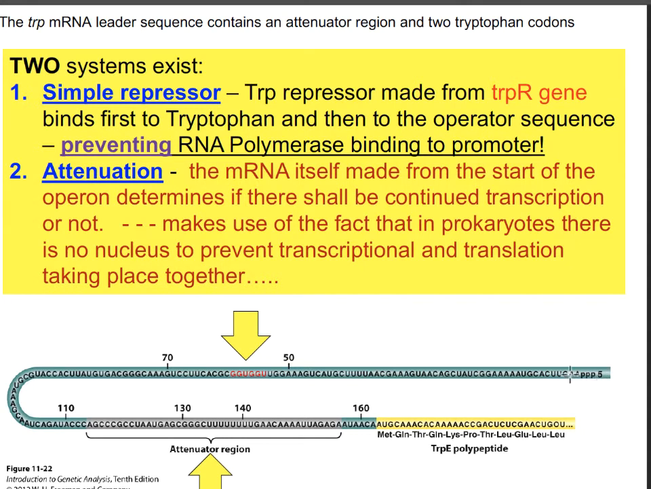So we have the start of transcription, the +1 back here, and then this is the very first part of the RNA that's produced from the gene, and you can see that it has +50, +70, +110, and +130, 140, and then 160, and then you get into the first gene here, the AUG of the trpE polypeptide. The region just upstream of that is called the Attenuator region, and this is where we're talking about. So this region here is going to be very important in controlling the method by which this operon is regulated.